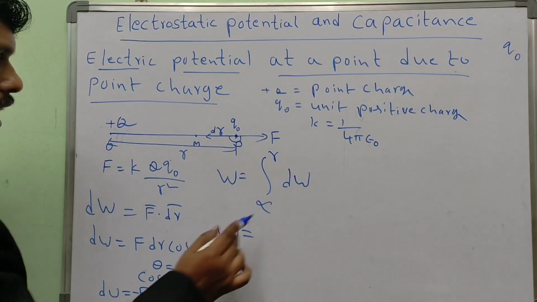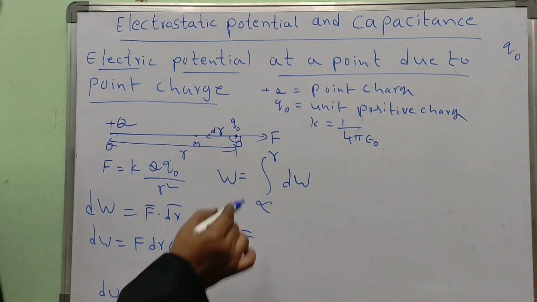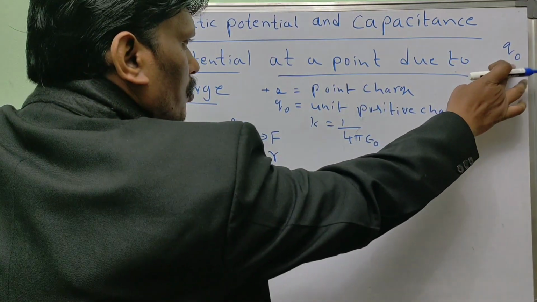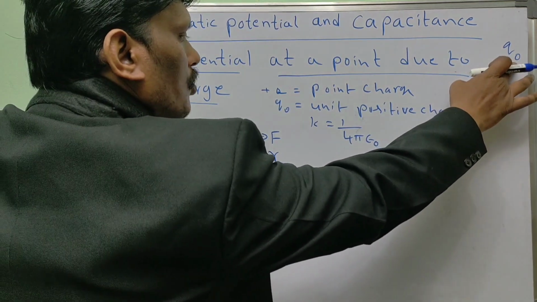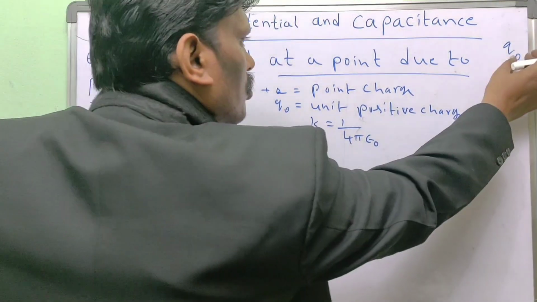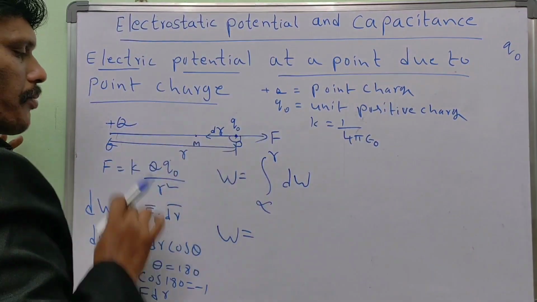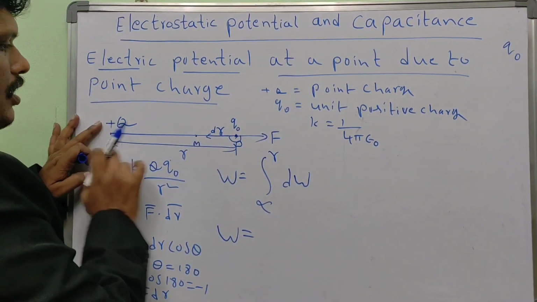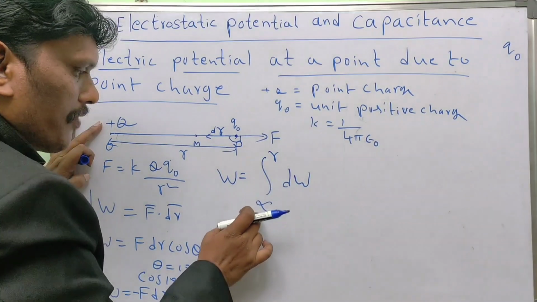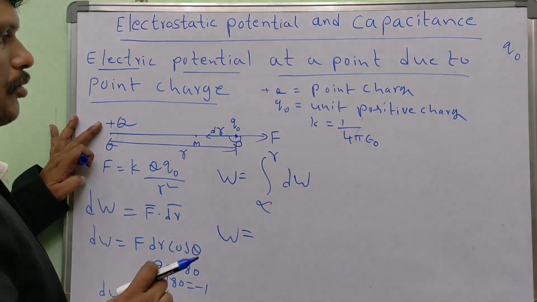I am going to repeat. I need to move from infinity to P. What does infinity mean? From the point charge, the q naught distance is infinity. I need to move this q naught charge to the point P. Now what is the distance of point P from the point charge? R. That means from infinity to R, we are moving the q naught charge.